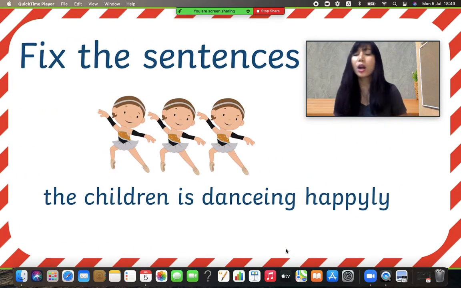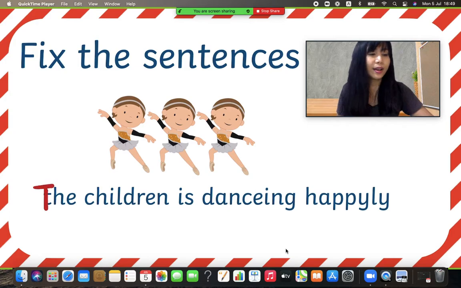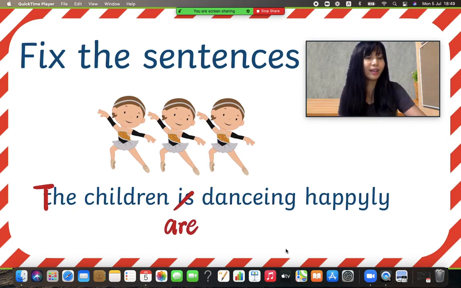Next. The children's dancing happily. Oh my. The capital letter. Children, are you sure? Children. Okay, it's correct already. Children is more than one. It has to be R. The children are dancing. Oh no, cut E out. Dancing. Can you remember the rules that when we need to add ing, you need to cut E out. Dancing happily. Okay, you have to change Y into I. Okay, happily. And don't forget full stop. The children are dancing happily.